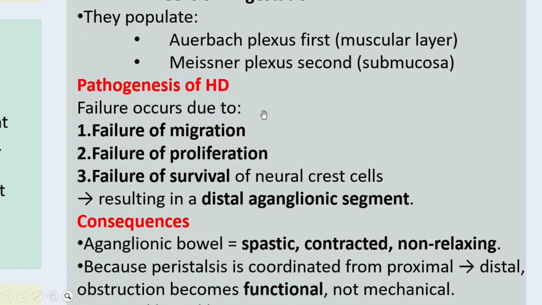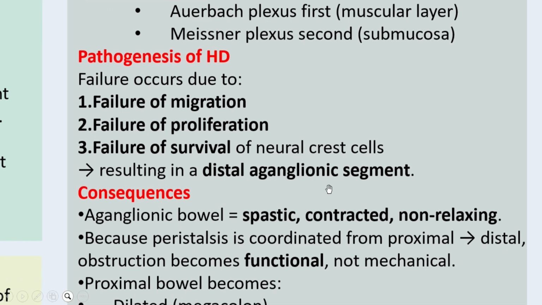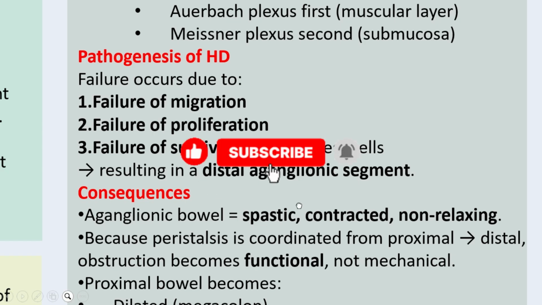But if we have failure of migration of these neural crest cells, or failure to proliferate, or failure to survive, or maybe increased apoptosis within these cells, we're going to have a distal segment that is aganglionic. So if the cells migrate and reach a point and they stop, or they die, or they fail to survive, that place is going to lack the ganglia.